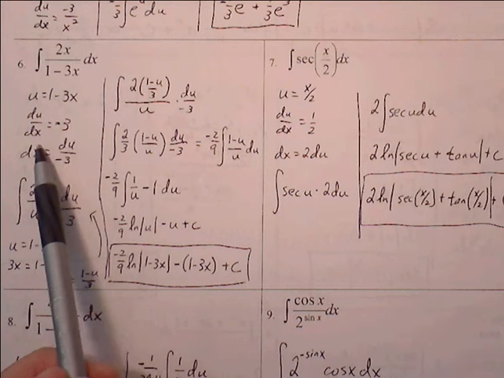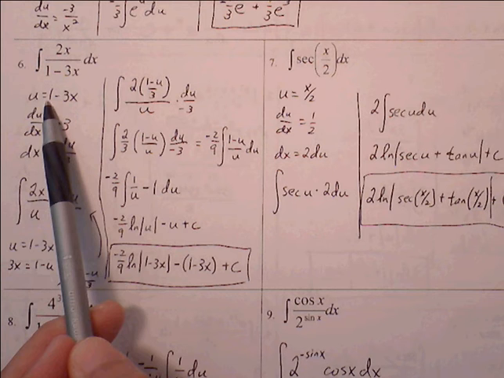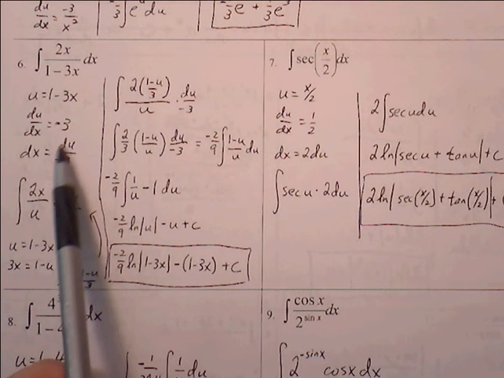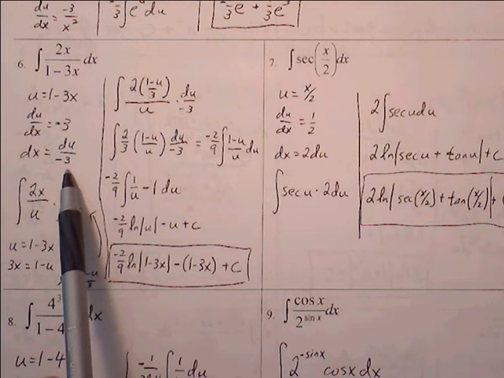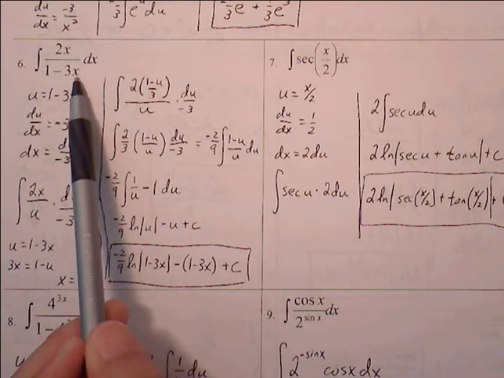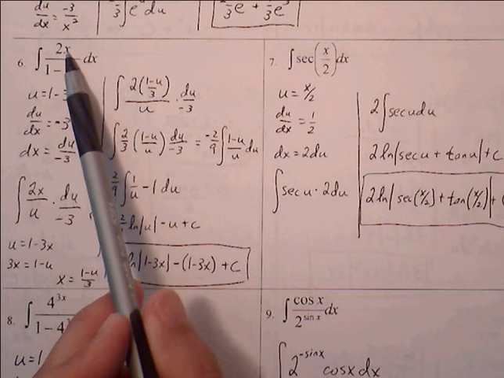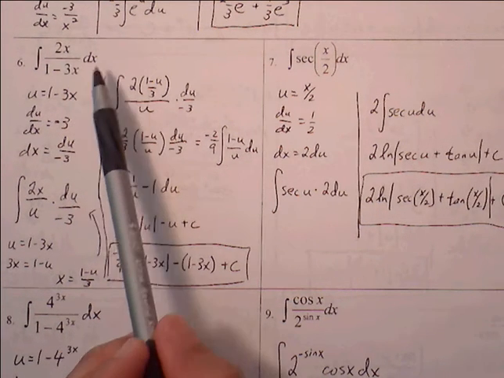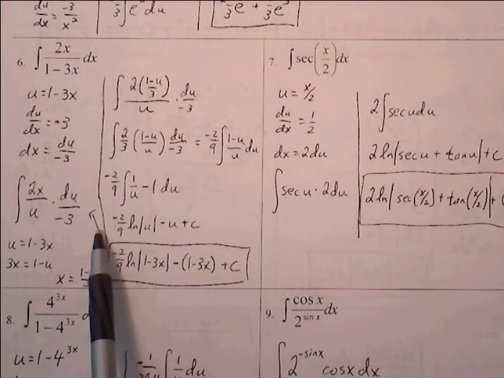Our derivative is going to be negative 3 because 1 goes to 0 and negative 3x goes to negative 3. Solve for dx. Cross multiply, dx equals du over negative 3. All right, let's make the substitution and see how that works out. 2x will stay initially. The 1 minus 3x gets replaced with u. The dx gets replaced with du over negative 3.